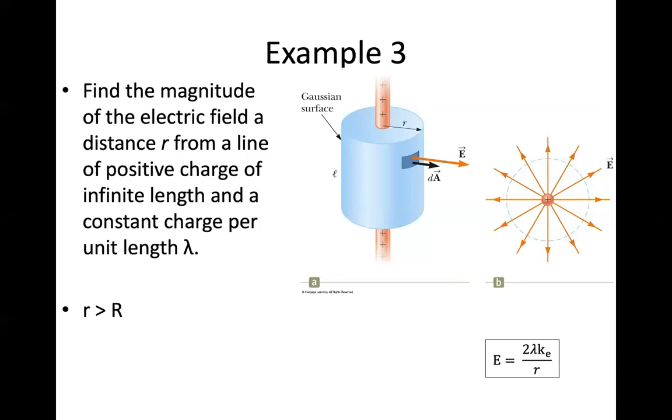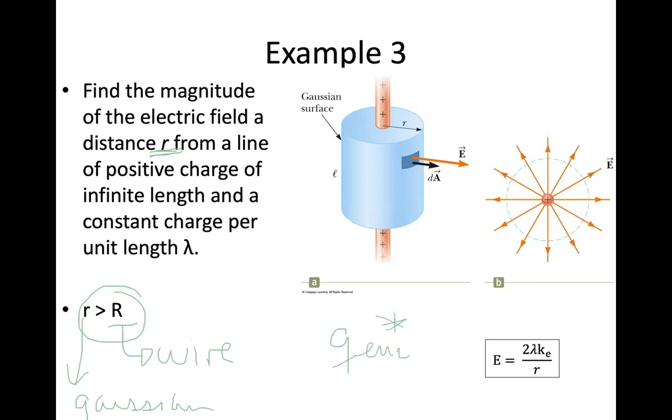So step 1, choose a Gaussian surface that mimics the distribution, so that all your E's and all your dA's line up. Step 2, place your r wherever you're interested in. In this case, it was greater than the radius of the wire. The radius of the wire was capital R; lowercase r is for our Gaussian. And step 3, focus on charge enclosed.